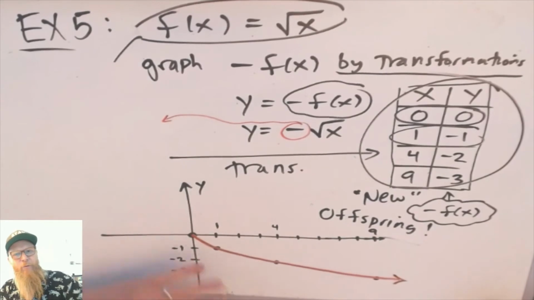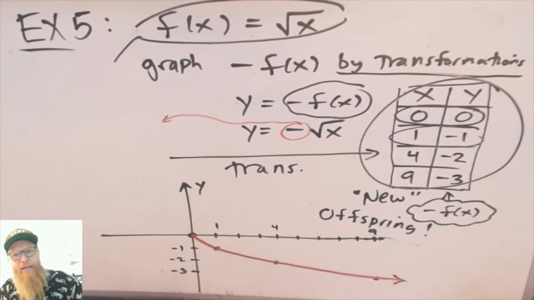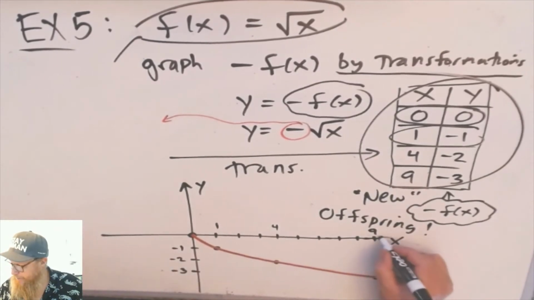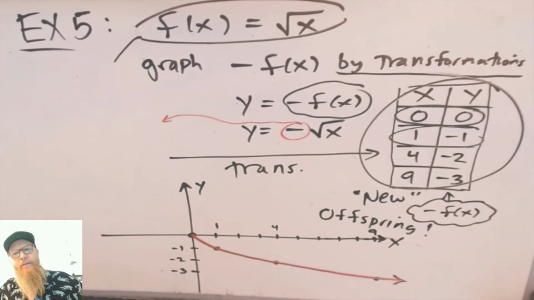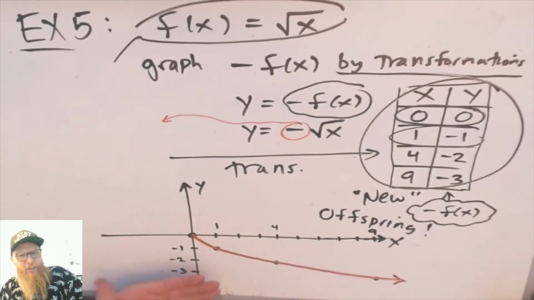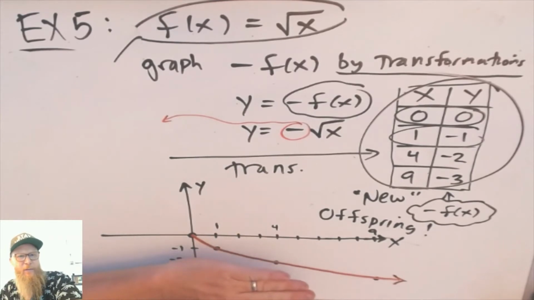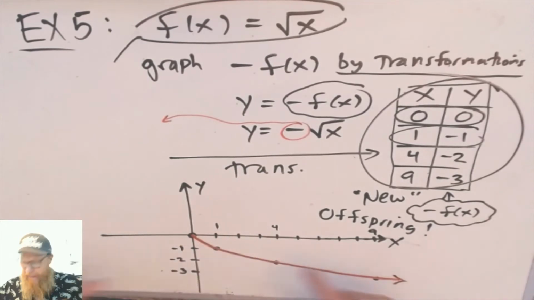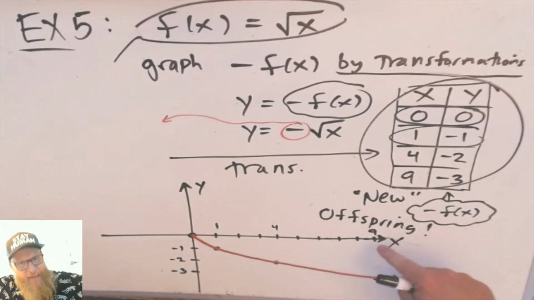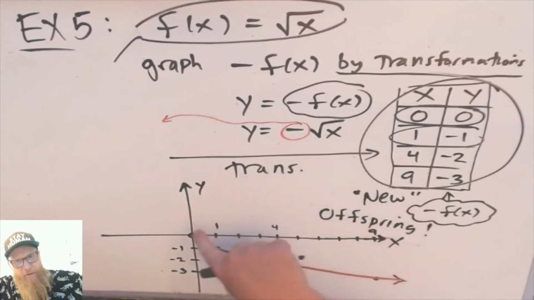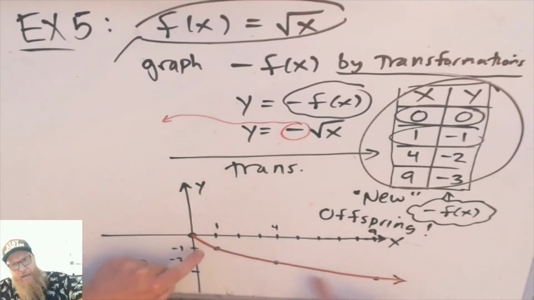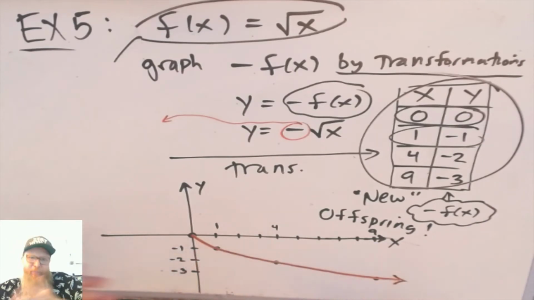So that is a reflection about the x-axis. And if you notice, it looks as if the graph got flipped over the x-axis. Or another way to think about it is the x-axis is like a mirror, and the mother function is looking in the mirror, and this is its reflection, the mother function reflected about the x-axis.